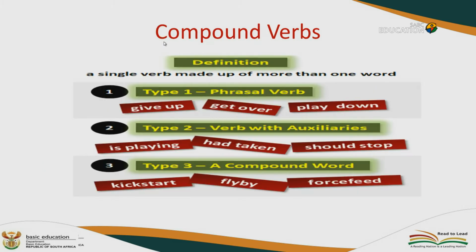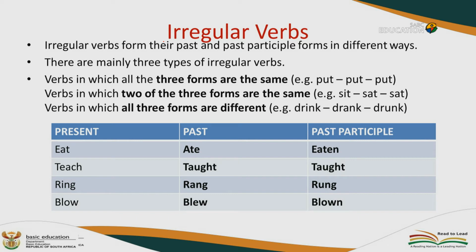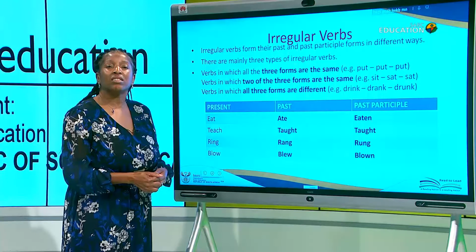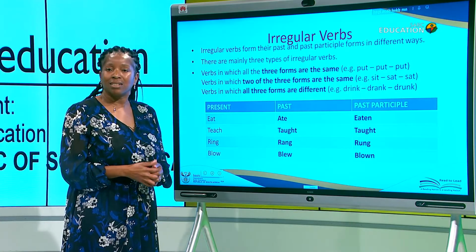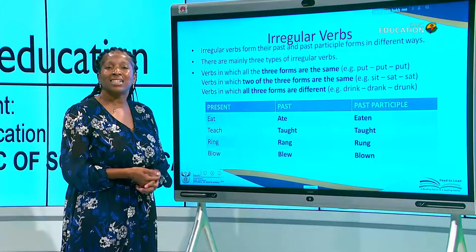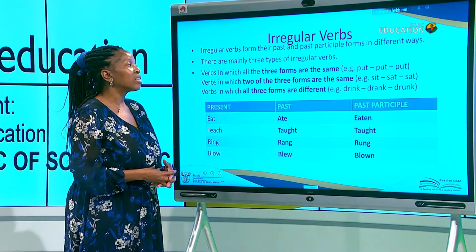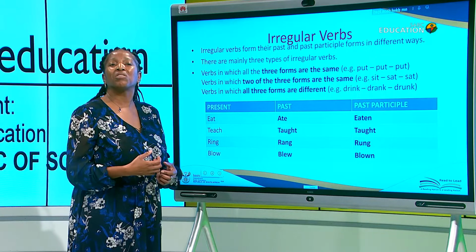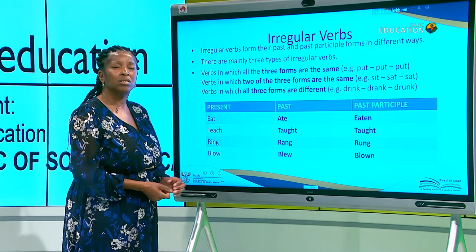It is different with irregular verbs. Irregular verbs form their past and past participles in a different way. We've got three forms. One, where you have the same word showing 3 times, like put. You cannot say puted. Please avoid that. You cannot even say cutted. So it has to have the same form, even in the past and even in the past participle.